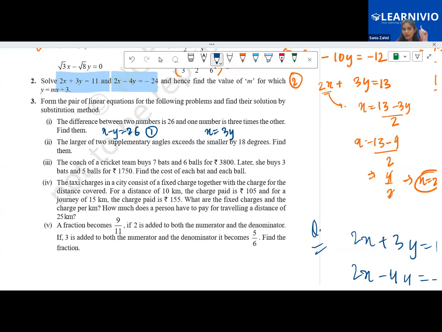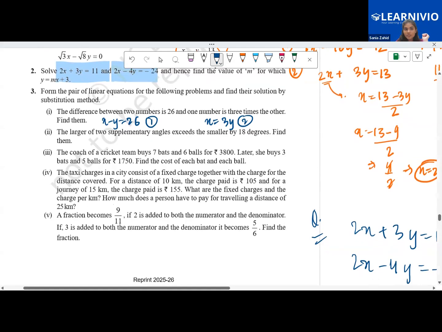Right? One number is 3 times the other. So x is 3y. So this is my second equation. Now I can directly substitute x as 3y: 3y minus y gives you 26. 2y gives you 26. y is 13. And if y is 13, x is 13 into 3. Right? That means 39. So that will be your answer.